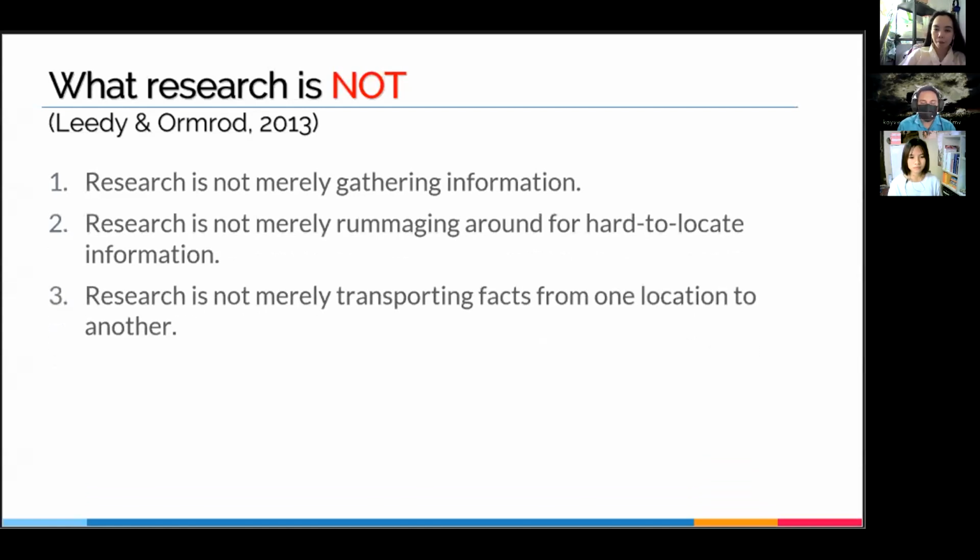Next, research is not merely transporting facts, no, from one location to another. Okay, so meaning research, no, is not just getting factual ideas, no, or data, no, from one source to another. Okay, so again, it goes beyond those process.